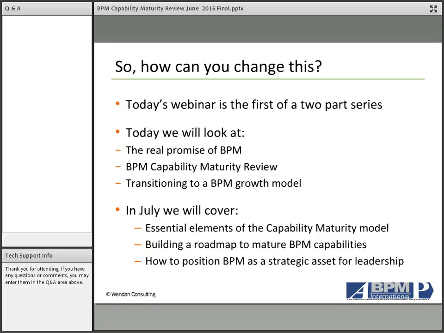And then looking at how we can start to transition BPM and the BPM groups within different organizations to a growth model. Next month, we'll continue and start to look at some of the essential elements, get into more detail on the capability maturity model, start to look at how we take that information and build it into a roadmap that will help the BPM group grow in capabilities and grow in the types of support and therefore relevance in their companies. And then how do you support BPM as a strategic asset for leadership? Move to the next slide, please.